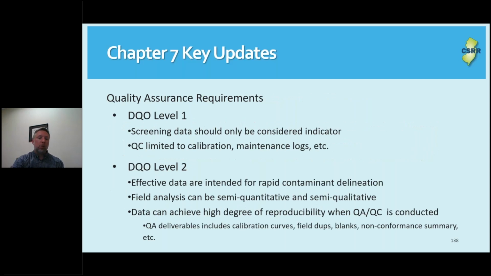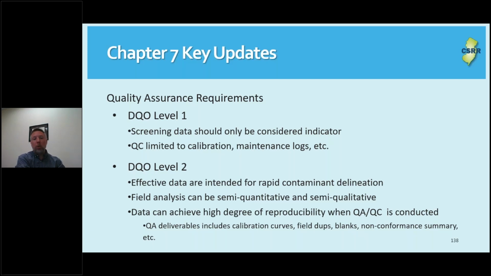On the quality assurance requirements for the field indicating and characterization tooling, DQO level 1, the screening data really should only be used as an indicator. So as mentioned before, absence, presence, with identification such as with a PID or something that's a total organic vapor analyzer, which you just get a total number, not compound specific, and there's no actual laboratory data generated.